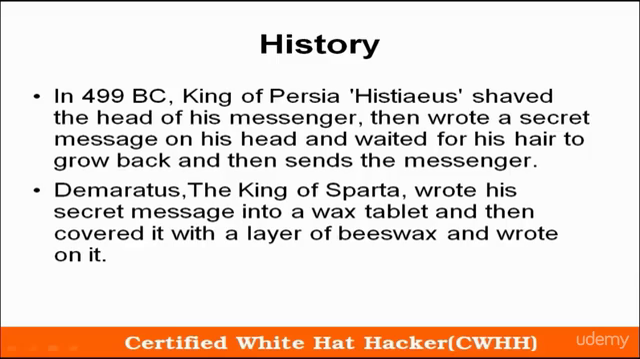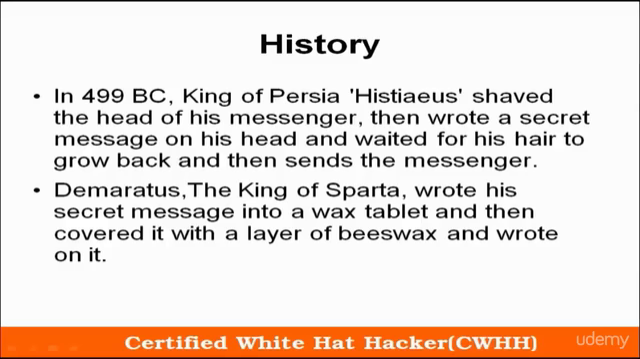In 499 BC, the king of Persia used to shave the head of his messenger, write a secret message, and wait for the hair to grow back. Then he would send the messenger to the person he wanted to send the message to. The person on the other end would shave the hair again and look at the secret message.